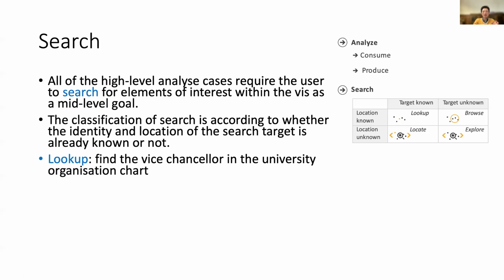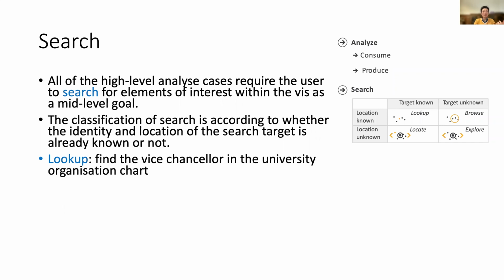First we're going to do the lookup. So you can see here is the lookup. The example I gave there is to find the vice chancellor in the university organization chart. Another example would be to find a person in the phone directory. I think that's a much less common example now. People don't really use phone directories anymore. But you used to have these books which listed all the people and their phone numbers.